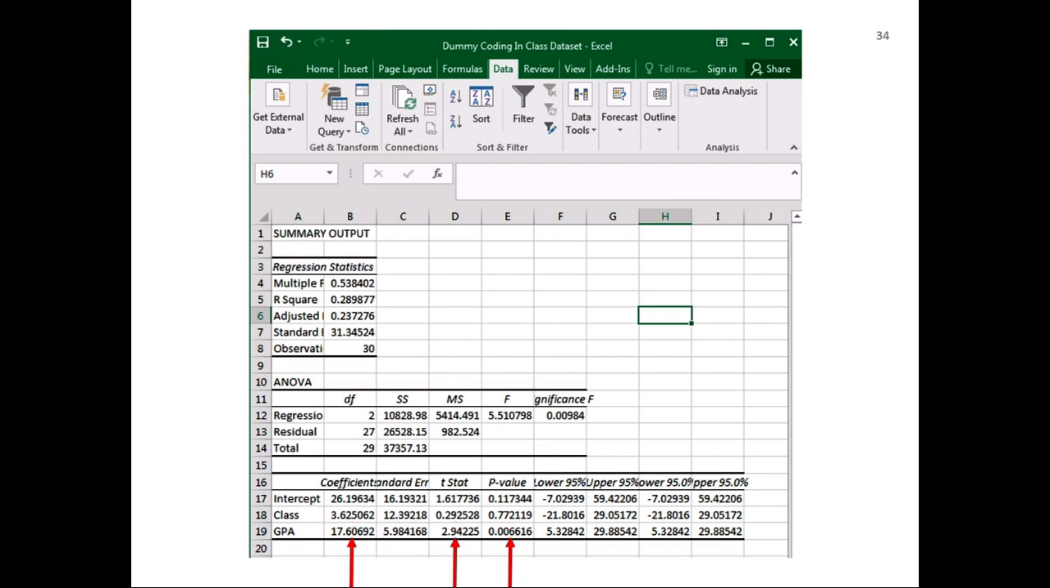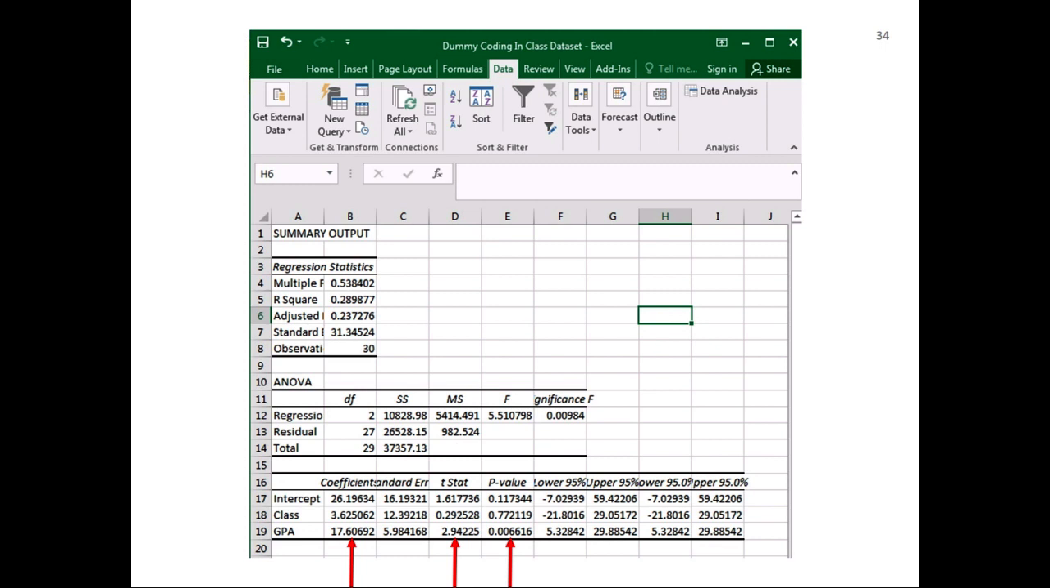So let's look at this next result. This next result is GPA. We see our unstandardized beta coefficient, our t-statistic, and our p-value. Based on this result, what do you know? Because your p-value is less than 0.05, you know that there's a significant relationship between GPA and test scores.